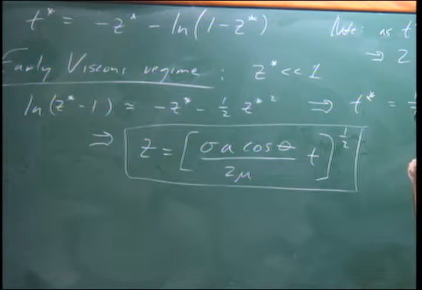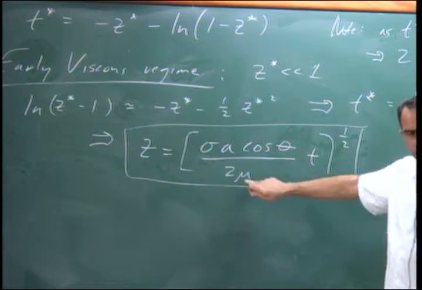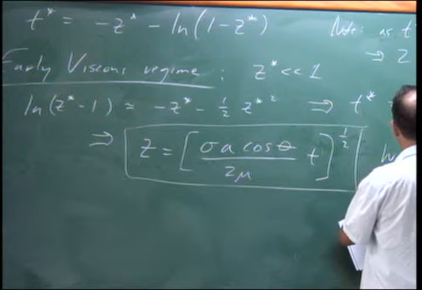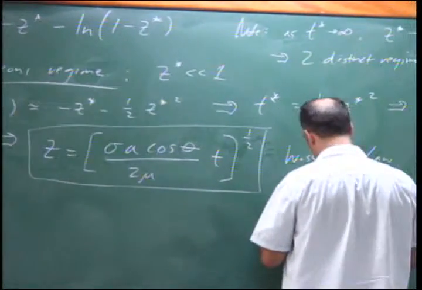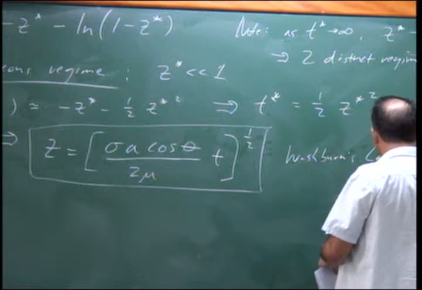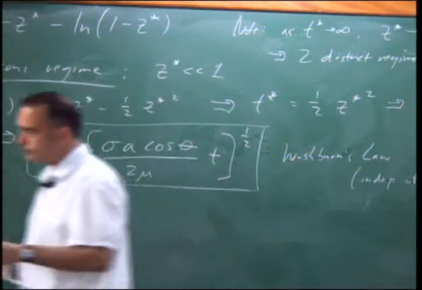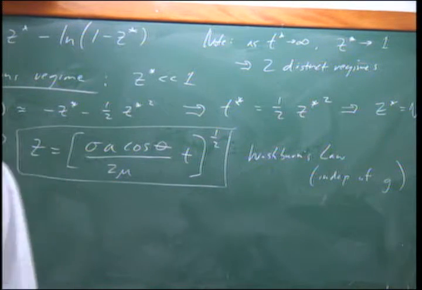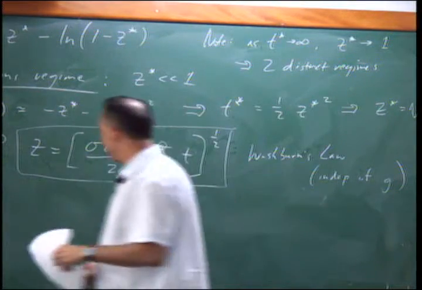So here we see in this early viscous regime, the speed increases with surface tension, decreases with viscosity, as you expect. This is known as Washburn's. So this is still independent of gravity. And then we have the late viscous regime. So this is as we approach the equilibrium height, gravity is going to come into play.